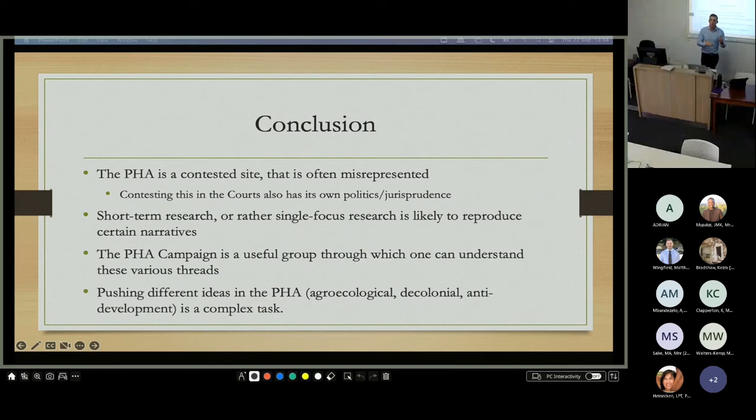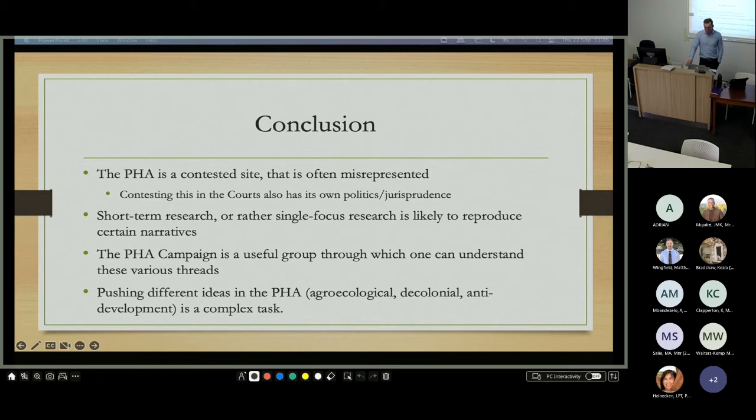When you speak to certain people, there's a narrative, there's an idea that you're getting, and diversifying the conversations that you're having might bring, even if it doesn't change your conclusion, a different understanding of what's happening in that space. The PHA campaign is a useful group to think through and understand these various threads. I found it very useful to use it as a site to understand what's happening in the PHA. But I had to, and perhaps I hope I've done this, weigh what they've said with some sort of critical analysis and not buy into the activist logic. One of my examiners was kind enough to say I didn't buy into it. And so, hopefully I've navigated that.